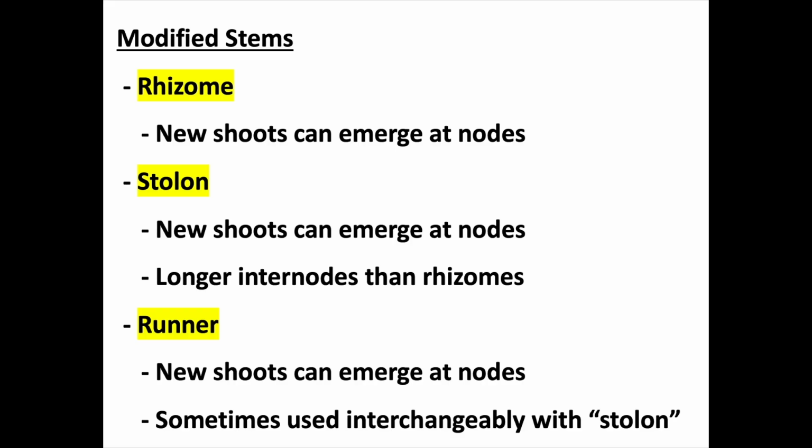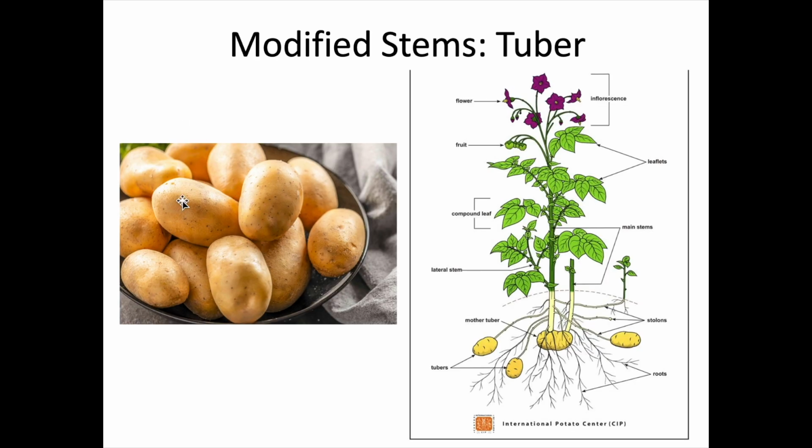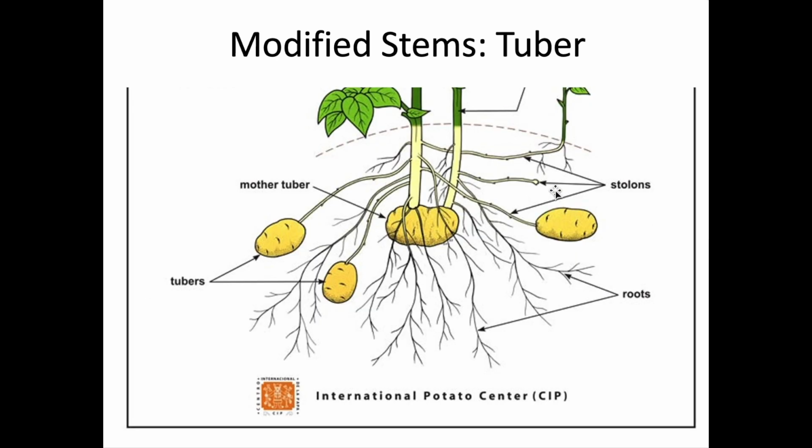Okay. Something different, another modified stem. Stems can also be modified to store carbohydrates. So that's what a tuber is. Here's probably the most famous tuber, the potato. Let's zoom in a little bit. Oh yeah, here are some stolons, below ground stolons, because remember stolons could be above ground or below ground. The tuber is really a structure that forms at the tip of this underground stolon.